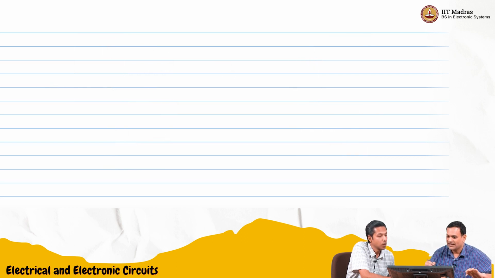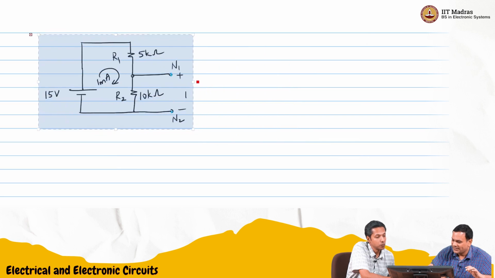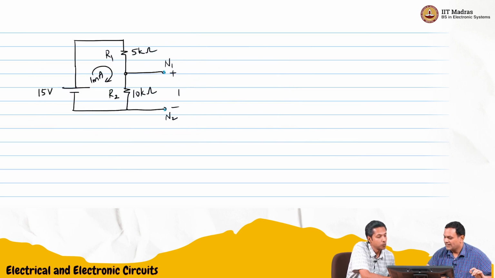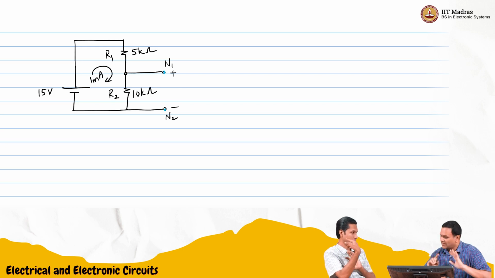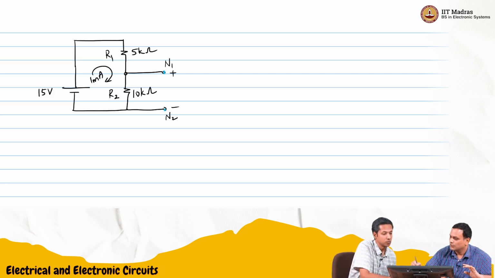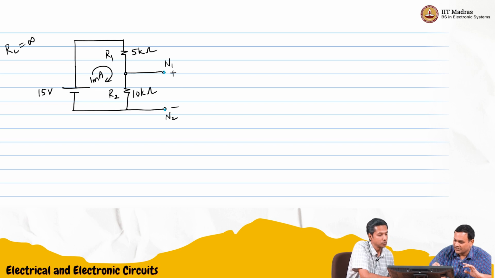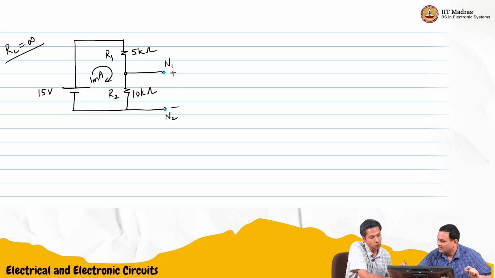So let us say that we take this network first and we'll do open circuit. That means RL is removed. So RL equal to infinity. And we are saying in that case as well, RL is removed.